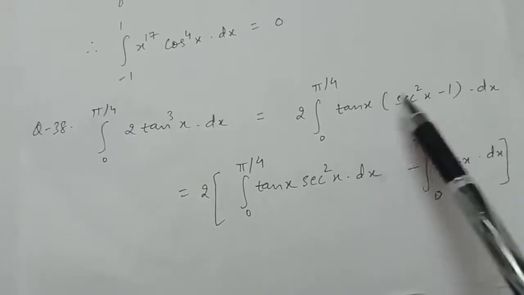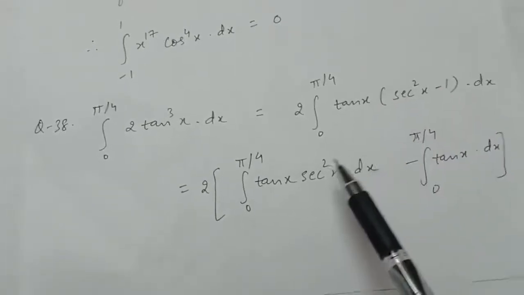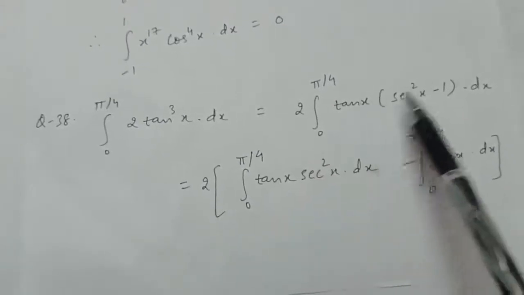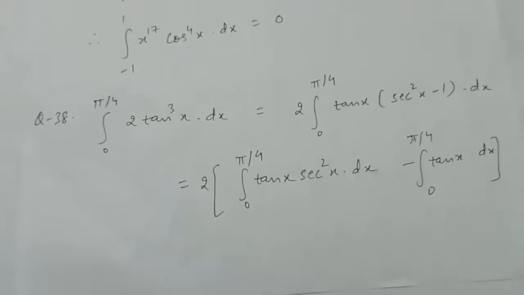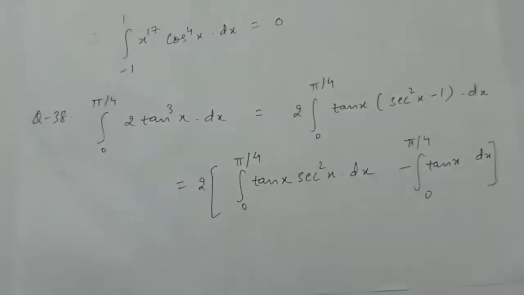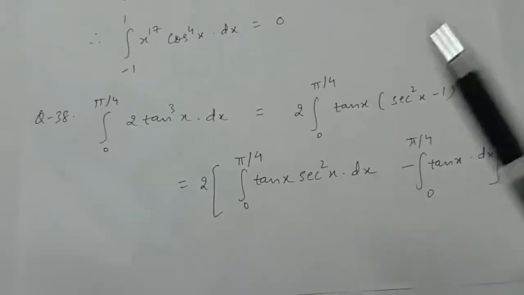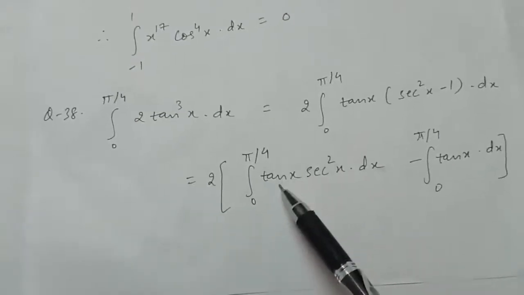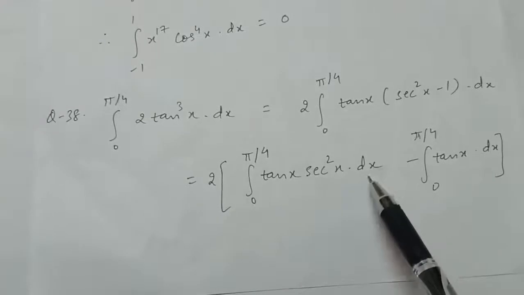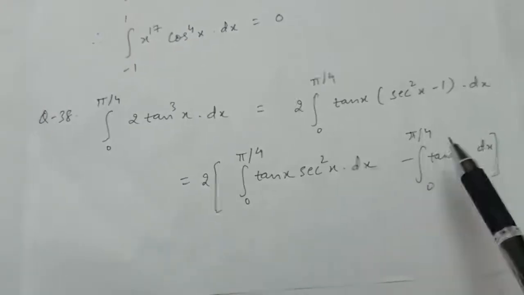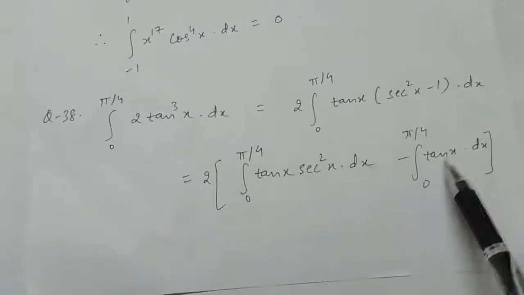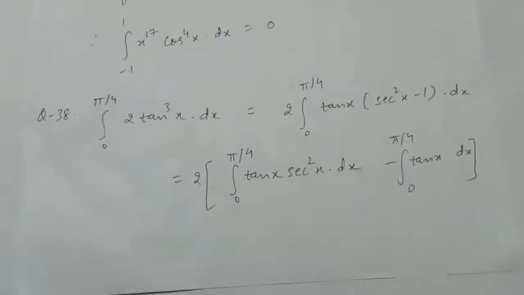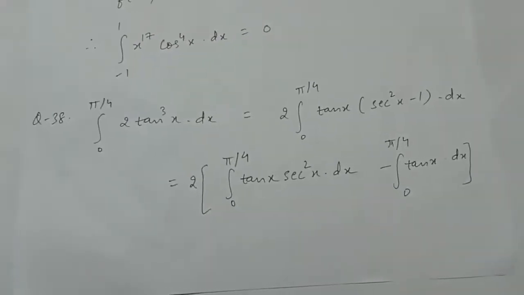Now multiply the terms and separate the integrals. So you will get tan x into secant square x minus tan x. Limits are from 0 to pi by 4. Now you know the integrals of both of these. In this, let tan x equal t, then secant square x into dx will become dt, and in this just apply the formula of integral of tan x, which is log mod of secant x, and then put the limits.